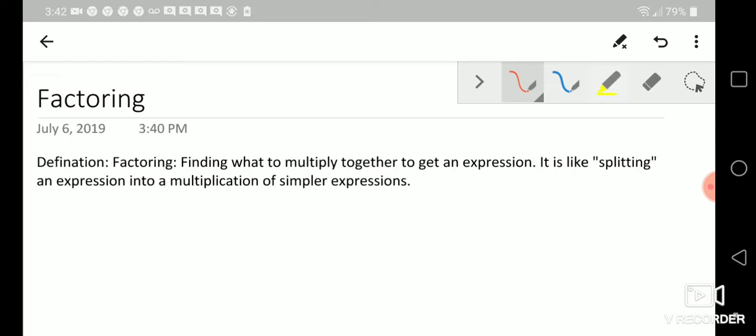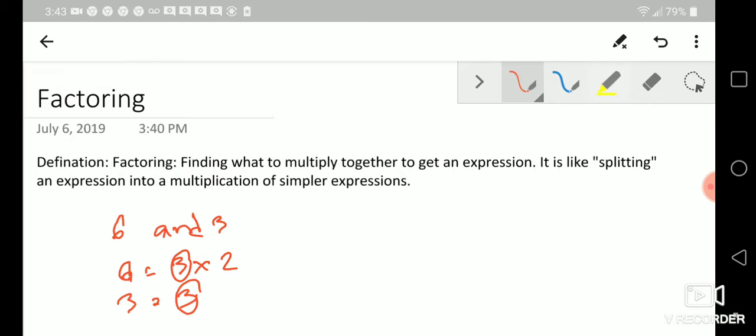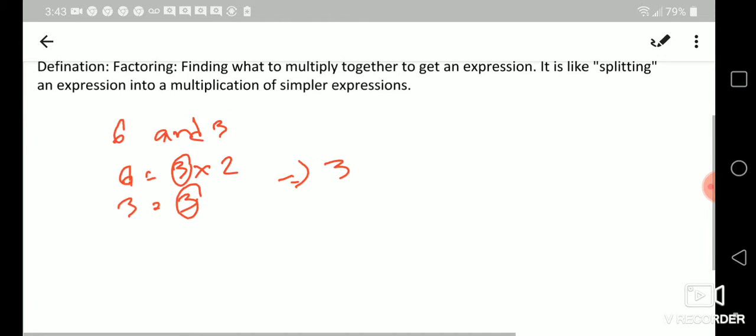Simple one. Let's say we have 6 and 3, and we factor them out. 6 we can simplify further: 6 is equal to 3 times 2, and 3 you cannot simplify any further. So what is common between 3 and 6? Common between 3 and 6 is 3. So if we factor 3 out of 6, we are left with 2. This is what is called factoring.